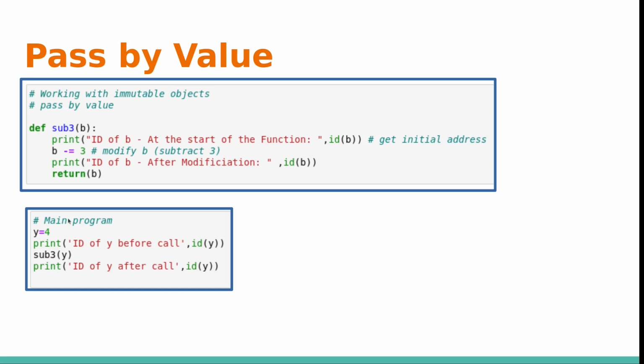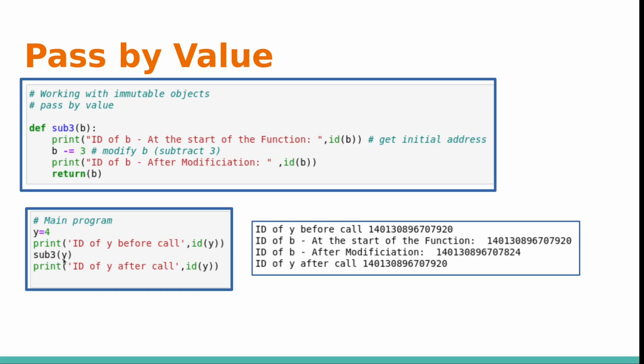What I'm doing in the main program is also checking where this y, which I have defined in the main program, is before I call my function, and what its address is after I call the function where I'm passing that y. So these are the results. ID of y before the call is a fairly long number, but if you look at the last 3 digits, they end with 920. So this is where y was stored before I called the function.